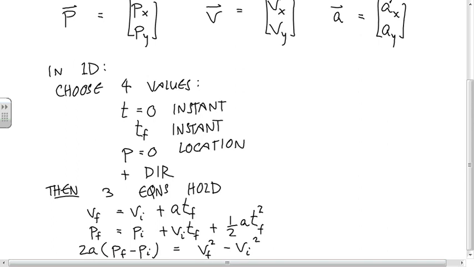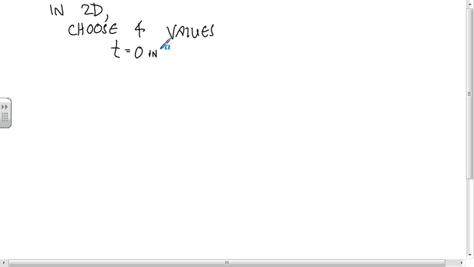But now in 2D, once you choose 4 values, 2 of them are going to be the same. The 2 related to time are going to be the same because time doesn't change in 1D or 2D. So we're going to choose the time equals 0 instant, and the time final instant.